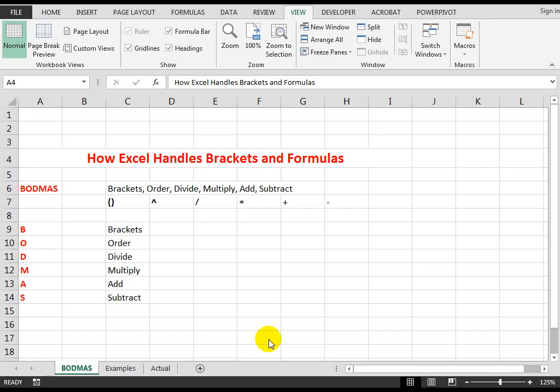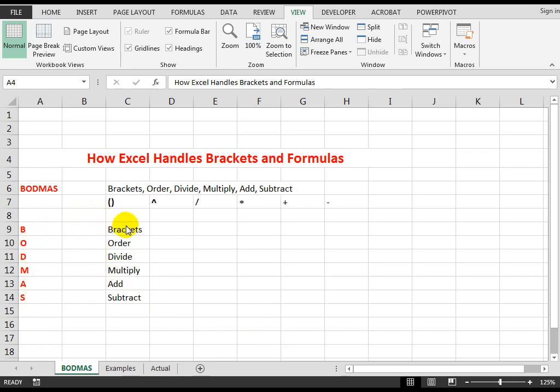In this upload, we're going to look at a basic feature of Excel, but it is a very important feature. That is the way that Excel handles the order of a formula, and particularly how it handles brackets. The easiest way to remember the order of Excel handling a formula is by the acronym BODMAS.